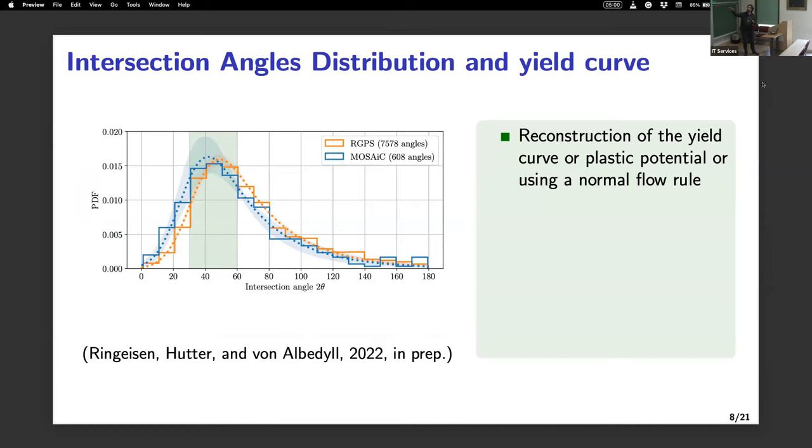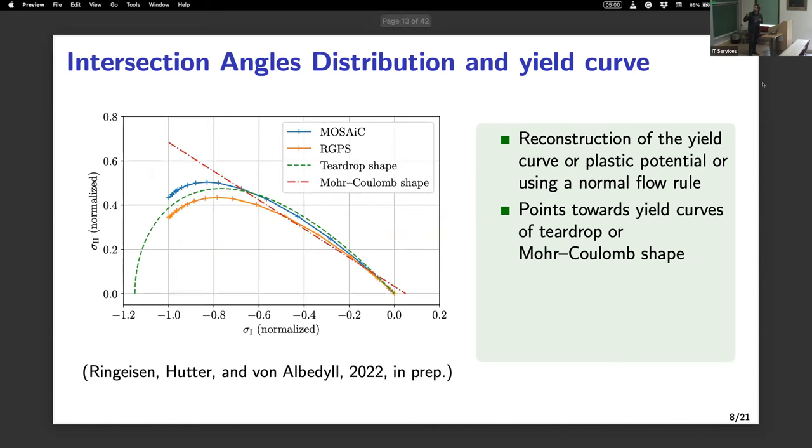When we take the intersection angle distribution, we can link it using these two theories to create the shape of a yield curve, or what we call a plastic potential. That's the curve that we use to define the flow rule in our viscous-plastic models. So using this distribution of intersection angles, we can recreate a yield curve, and this yield curve looks more like this shape of yield curve or plastic potential. It looks more like a teardrop or a Mohr-Coulomb shape, because we have small angles that are more prominent in sea ice, and it doesn't look at all like an ellipse.